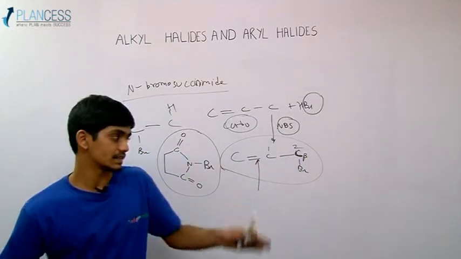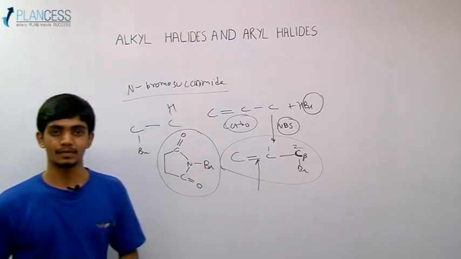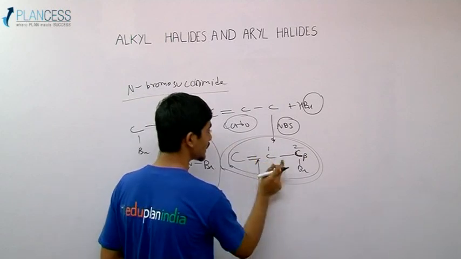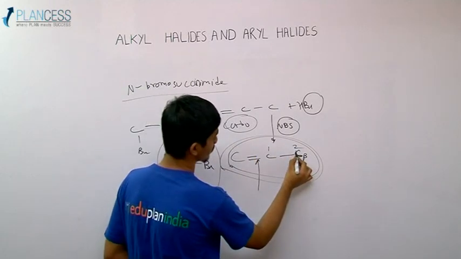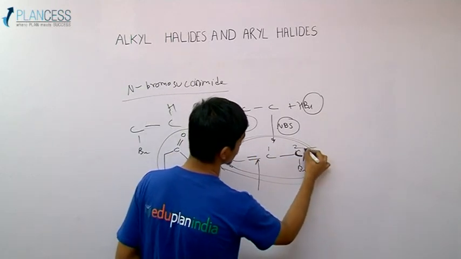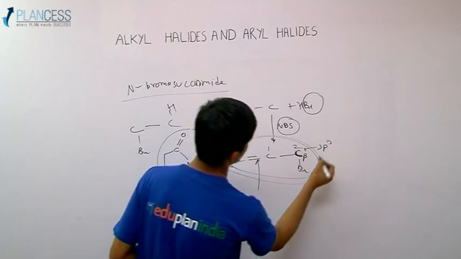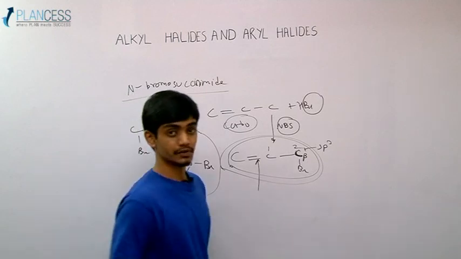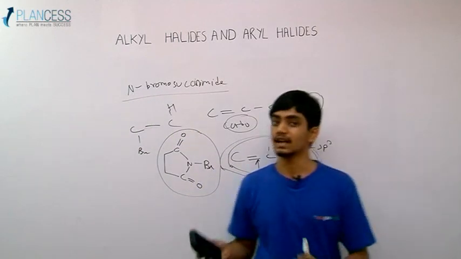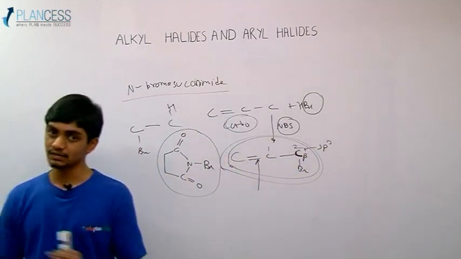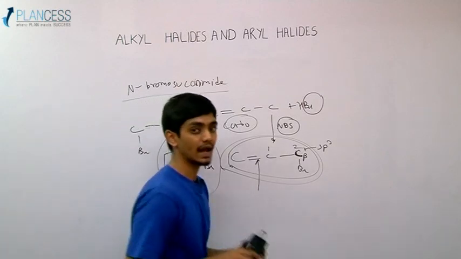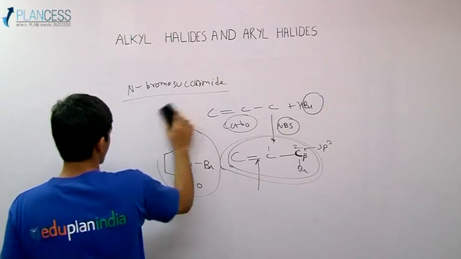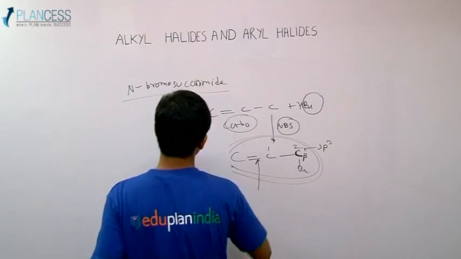So definitely this is a preparation method for an alkyl halide. Now this is not a vinylic halide either, because the bromine atom is attached to an sp3 carbon. So you should not get confused between vinylic, aryl and alkyl halides. They are totally separate compounds, and they have different chemical properties. So let us now move on to the chemical properties.